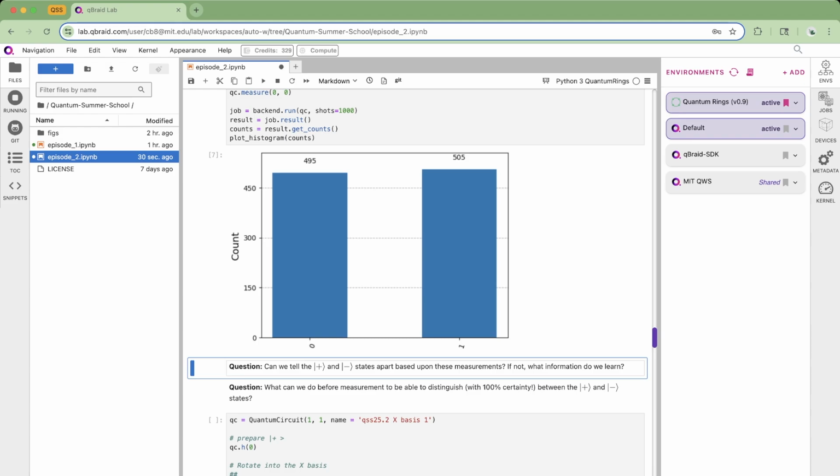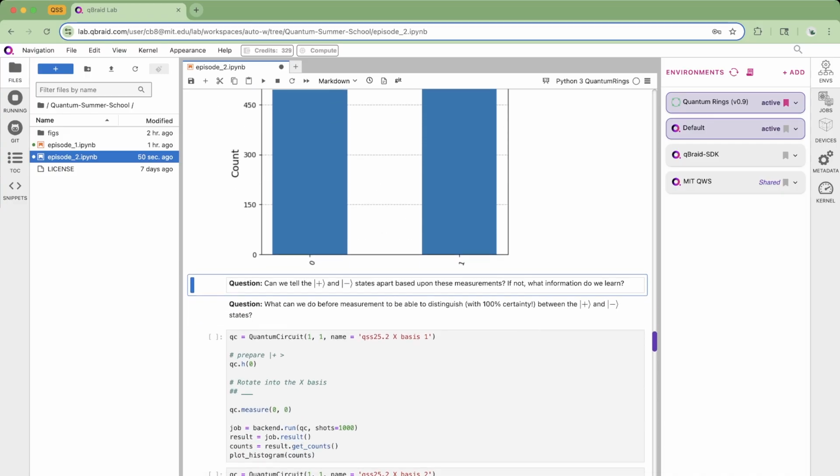We learned that these are roughly equal superposition states. We don't know exactly that they're on the equator because measurement is probabilistic, but we know that we roughly measured 50-50 of 0 and 1, so our qubit state lies somewhere on the equator. But we didn't learn anything about the phase of the state. So what can we do before measurement to be able to distinguish with 100% certainty between the plus and the minus states?